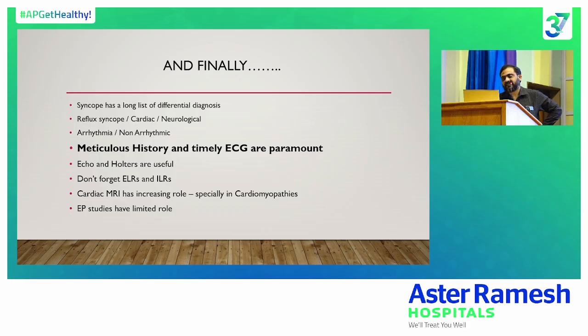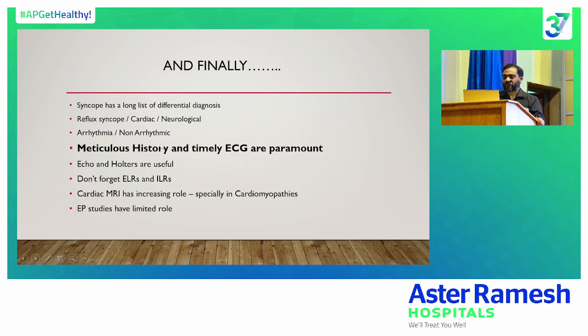So finally, syncope has a long list of differential diagnoses, long enough to confuse most of us. We have to differentiate between reflex syncope, cardiac and neurological causes. It is fairly easy once we see the clinical presentation of the patient. Once we know it is a cardiac cause, we have to dig deep whether it is an arrhythmic or a non-arrhythmic cause. A meticulous history and timely ECG are paramount for diagnosis.